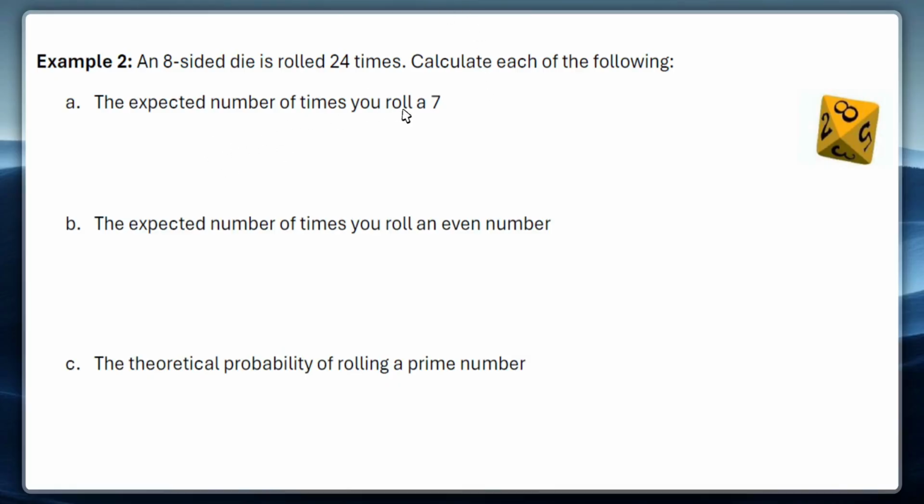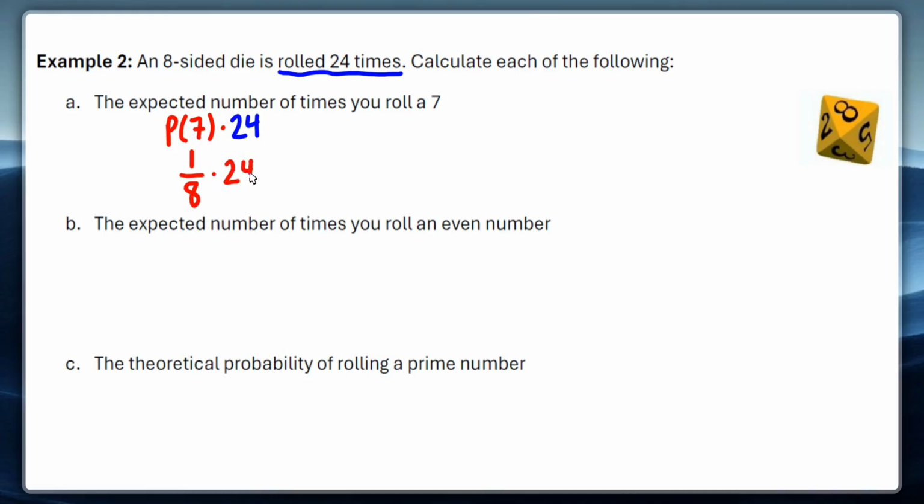The expected number of times you roll a 7, right? To get the expected number, we take the probability of that event, so the probability of rolling a 7, and multiply it by the number of trials. Well, we can see here that we're rolling the die 24 times. So probability of rolling a 7 times 24. Well, if we're talking about an 8-sided die, we know that there's 8 total possible outcomes. And how many 7s are on that die? There's just 1. So the probability of getting a 7 is 1 over 8.